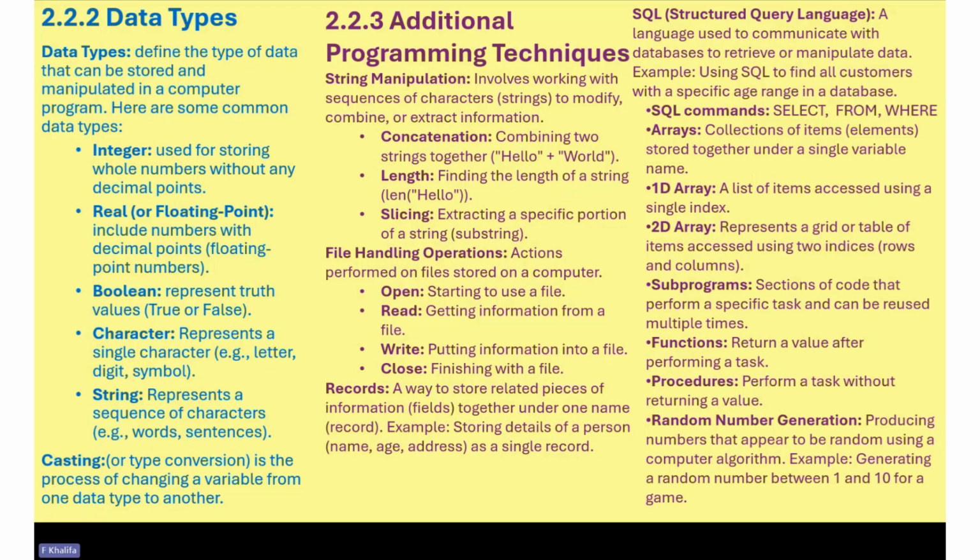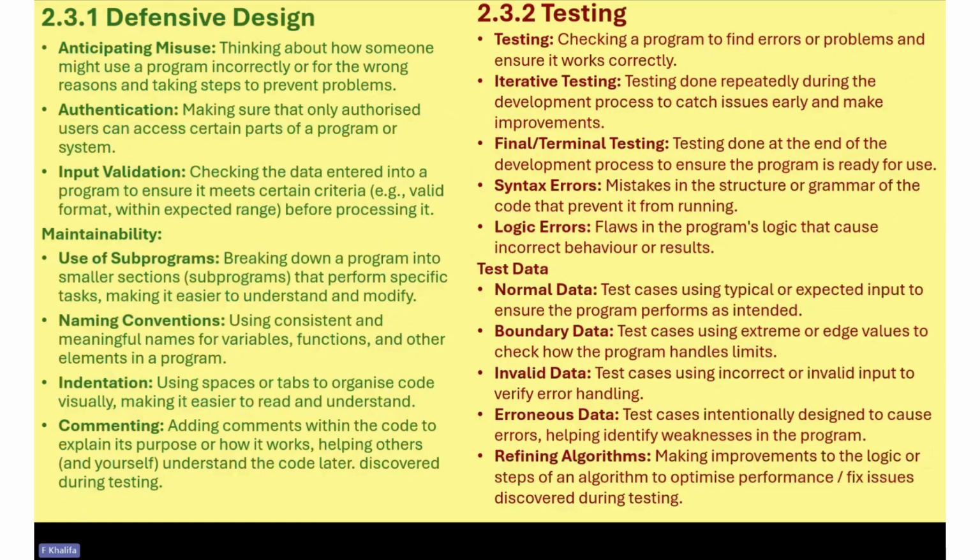We've got defensive design. It's anticipating misuse, thinking about how someone might use a program incorrectly or for the wrong reasons, and taking steps to prevent problems. So we might use authentication, making sure that only authorized users can access certain parts of a program or system. That's where we use user access levels. We have input validation, checking the data entered into the program to ensure it meets certain criteria: valid format, within expected range, and sometimes just checking that there's no blanks before processing it.